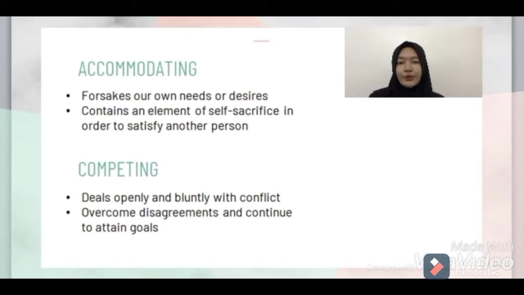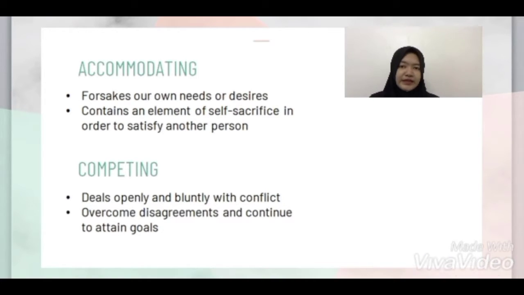Firstly is accommodating. This style takes place when one either simply gives in or is convinced to give in. Accommodating is the opposite style of competing, in which it contains an element of self-sacrifice in order to satisfy another person. It is also important to know when accommodating someone else could be disadvantageous to us or not in the best interest of our team.